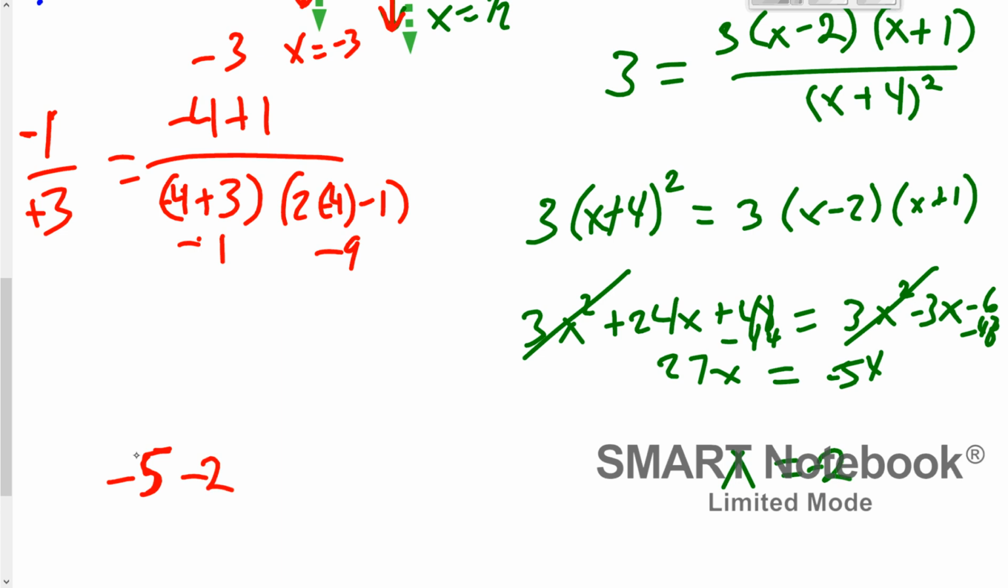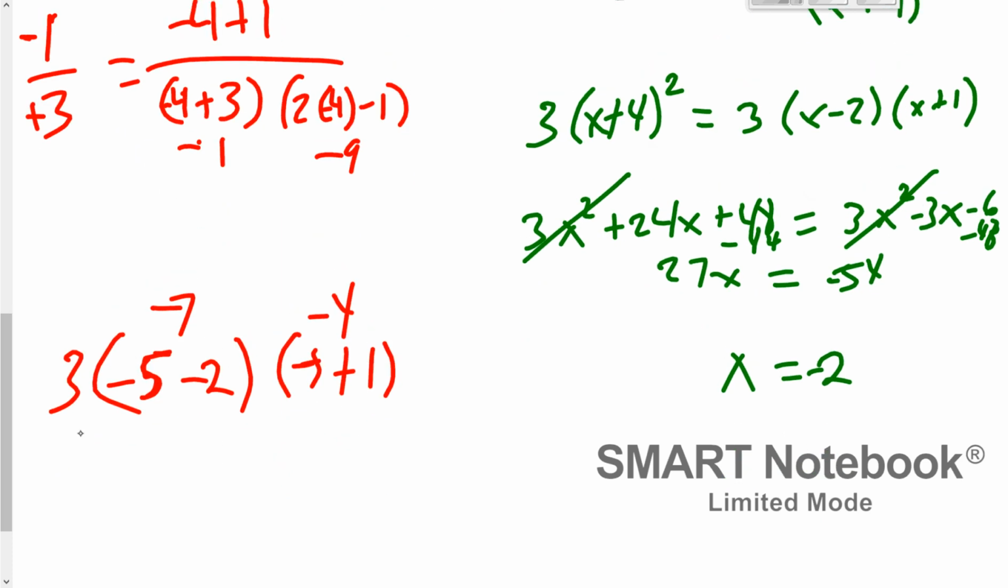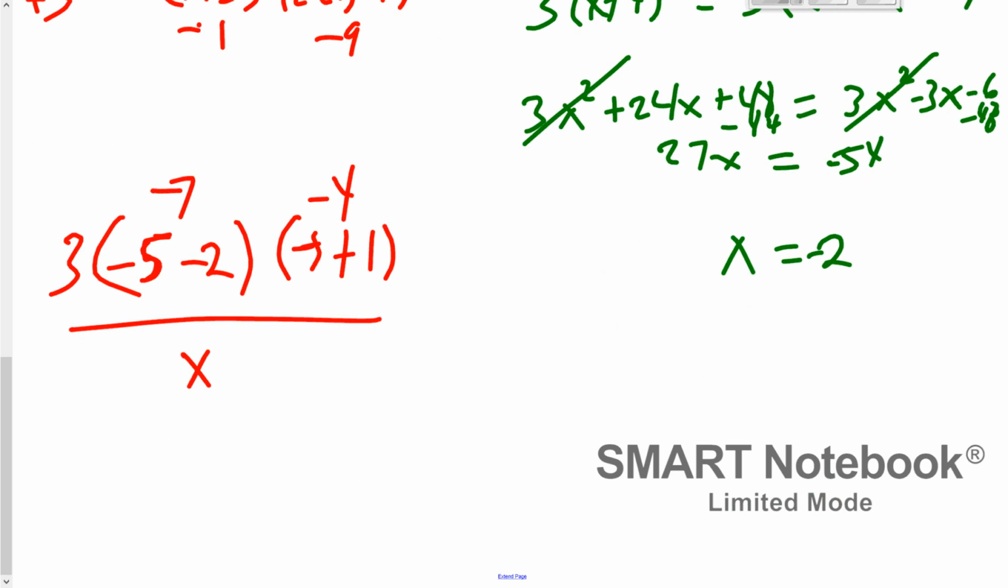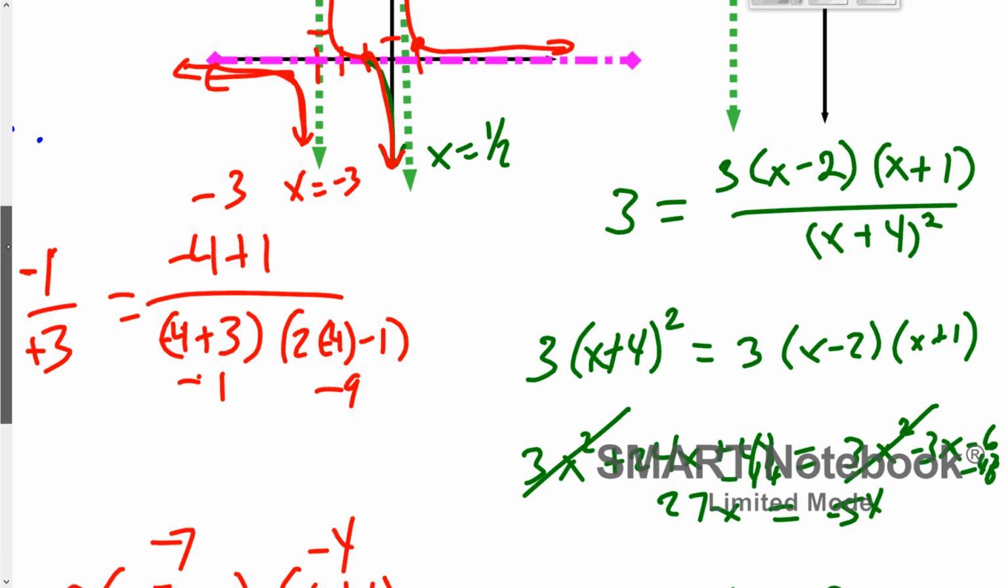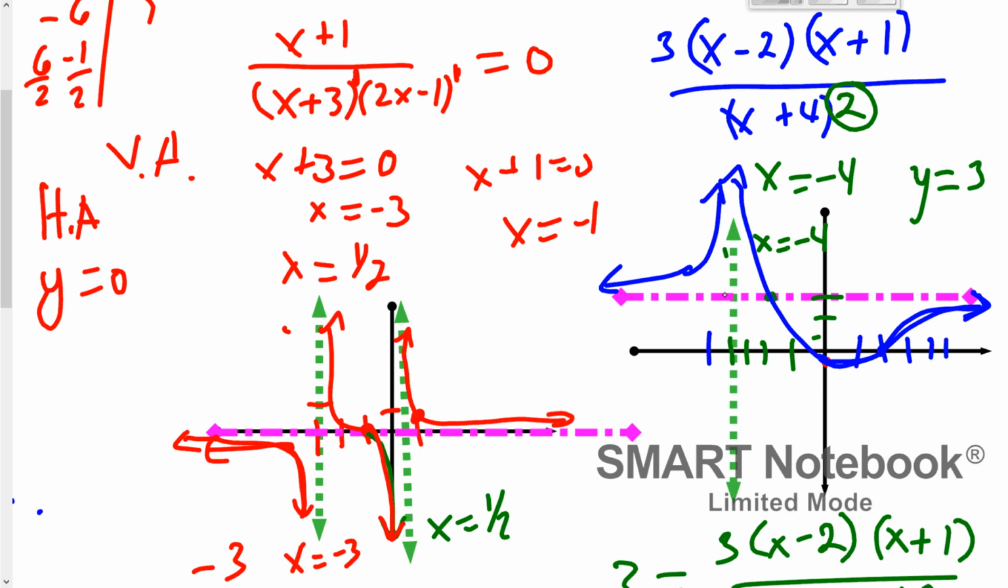So negative 5 minus 2 is negative 7. Negative 5 plus 1 is negative 4. And then over x plus 4, so negative 5 plus 4, quantity squared. So that's negative 1 squared is 1, so 7 is 28. 28 times 3 is a little less than 90, right? So at negative 5, we're at a little less than 90. So at negative 5, we're somewhere way up here, right? So that's good enough. That's fine.